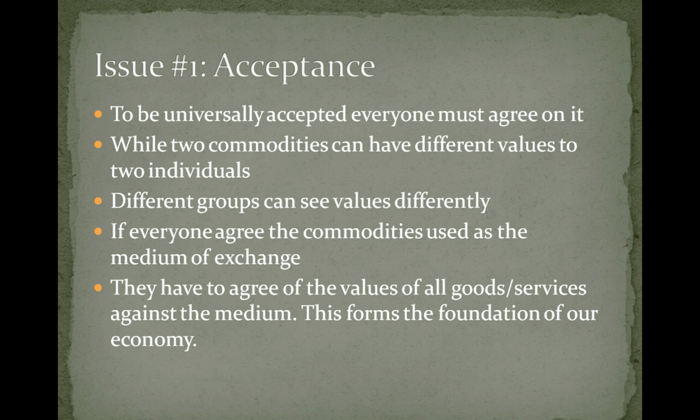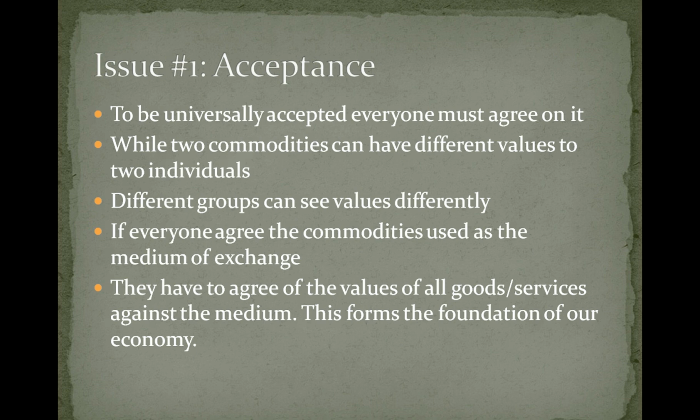So, issue number one, acceptance. A universal form of payment has to be accepted by everybody in whatever economy it is going to be in. So, everyone has to agree with it. If multiple people do not agree with it, you cannot use it. Now, one of the major issues there is different commodities could have different values for different people, and different groups could value the different commodities differently. Essentially, what I'm trying to say is everyone has to agree on the value of the commodity.